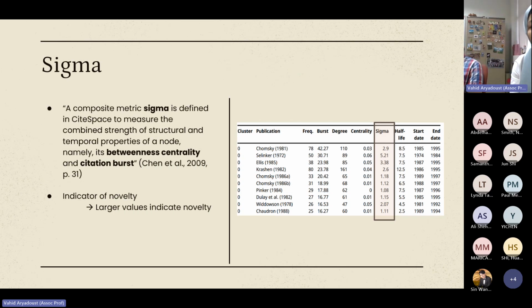So other values that we can also look at is the sigma value, which is a composite metric that is defined in CiteSpace to measure the combined strength of the structural and temporal properties. So between the centrality that we've seen earlier as well as the citation burst. And this might be an indicator of novelty, where larger values indicate novelty of the field. And if you're interested in finding new research fronts, this can perhaps be one of the metrics that you can use to identify such publications and areas of interest.